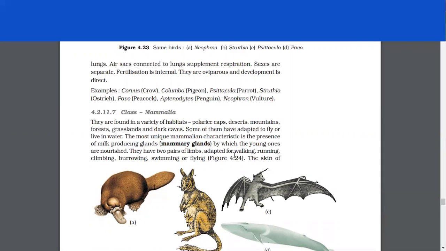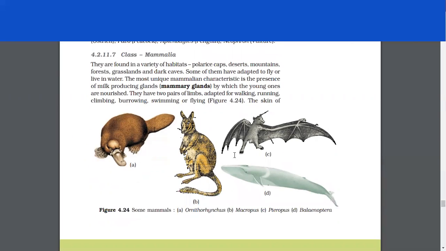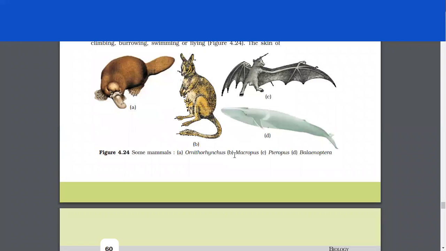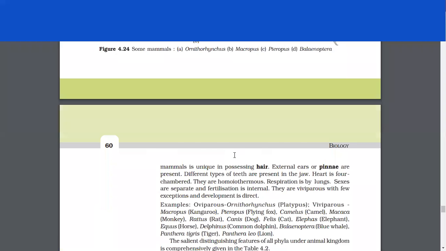Class Mammalia. They are found in a variety of habitats: polar caps, deserts, mountains, forests, grasslands, and dark caves. Some of them have adapted to fly or live in water. The most unique mammalian characteristic is the presence of milk-producing glands by which the young ones are nourished. They have two pairs of limbs adapted for walking, running, climbing, burrowing, swimming, or flying. The skin of mammals is unique in possessing hair.